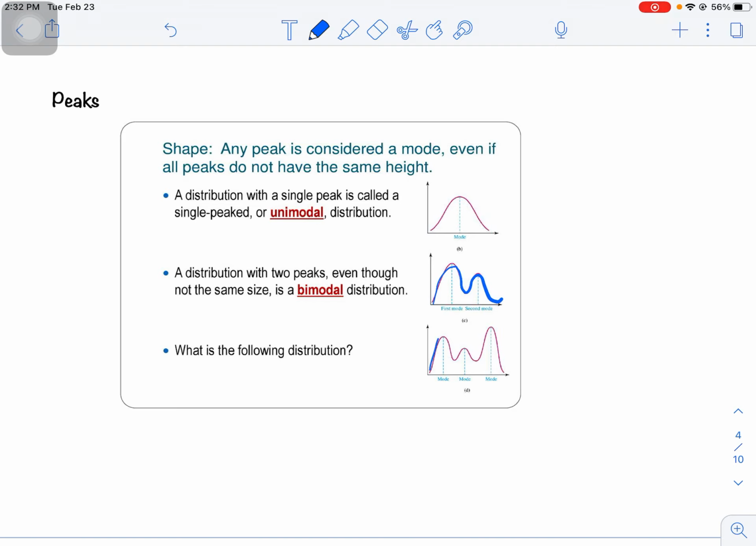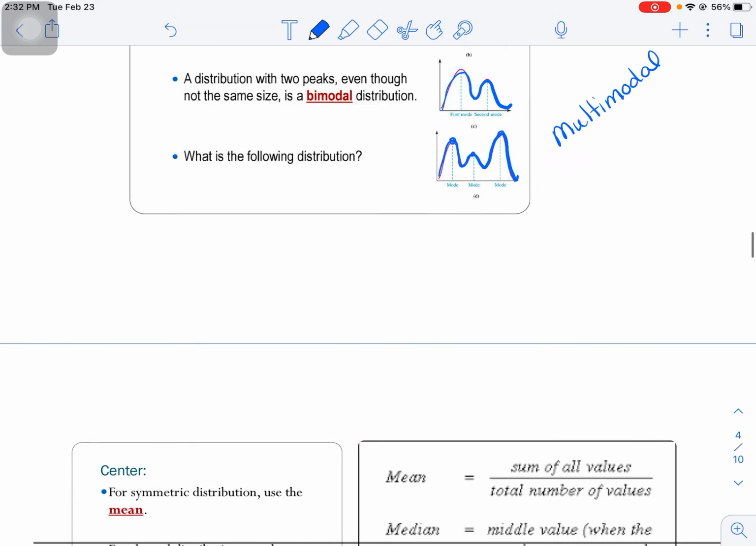This particular one has three peaks, so anything after two we call multimodal, because it's got multiple modes. Okay, think about where your modes reside. It's got multiple modes, so multimodal.